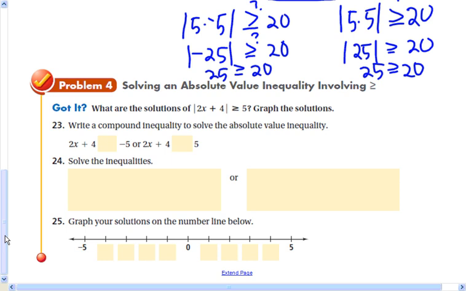So I got it here. What are the solutions of the absolute value of the quantity 2x plus 4 is greater than or equal to 5? Graph the solutions.